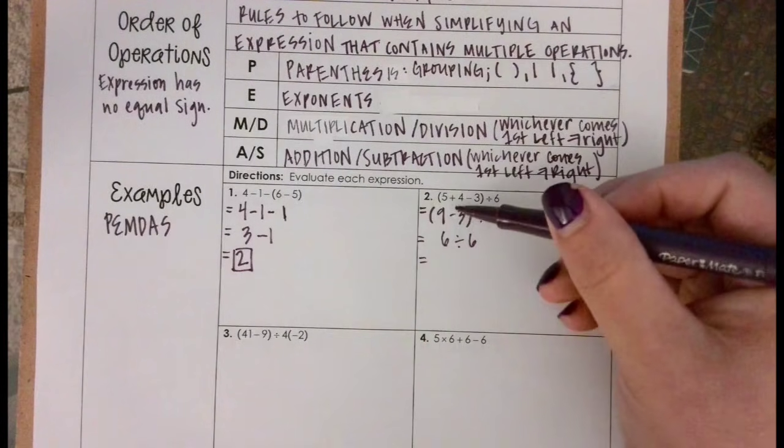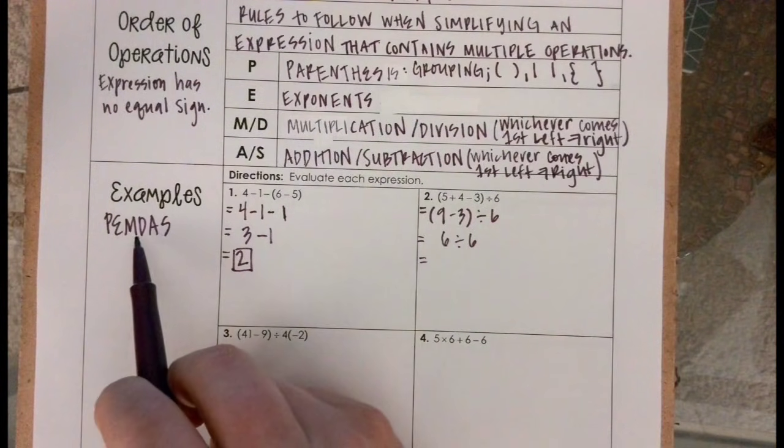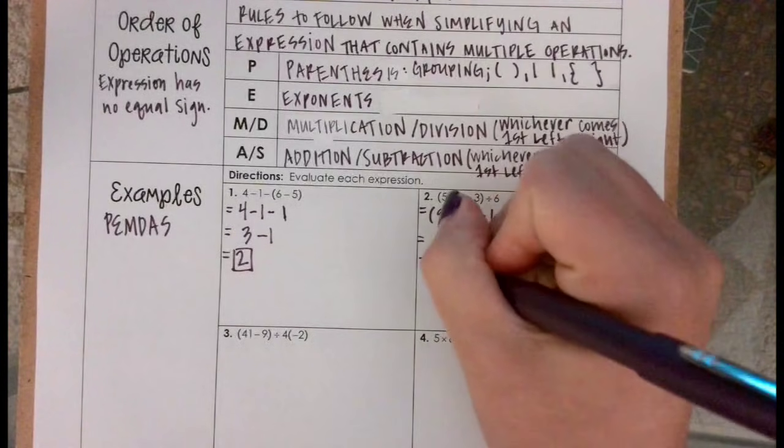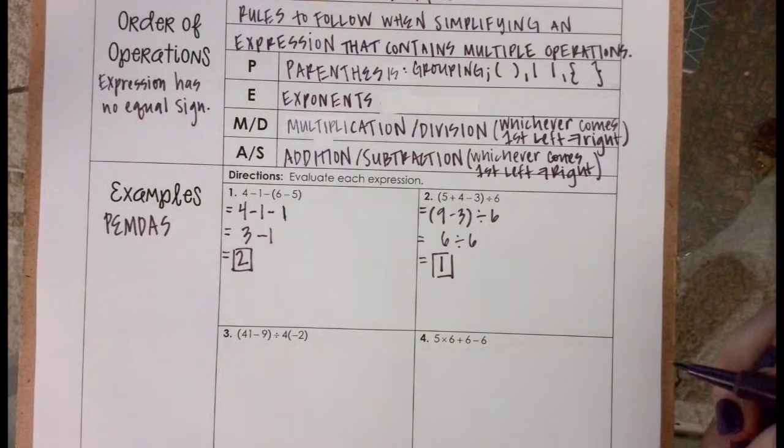Okay, now that I've done everything and gotten rid of the parentheses, I can move on. Is there multiplication and division? There sure is, left to right. 6 divided by 6 is 1. Box in your answer, and you're done.